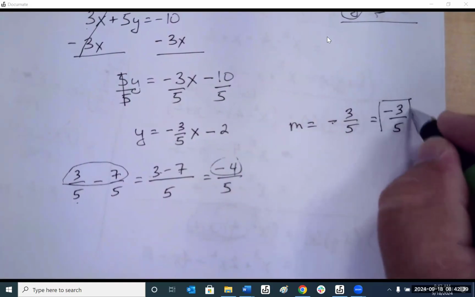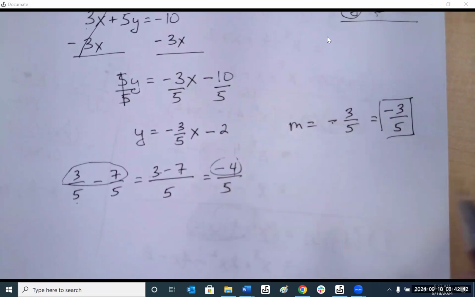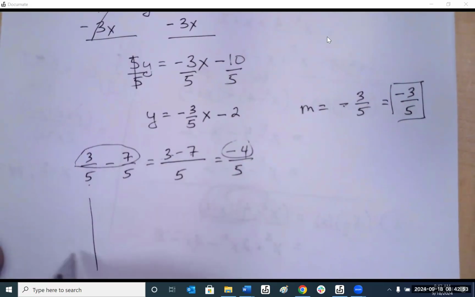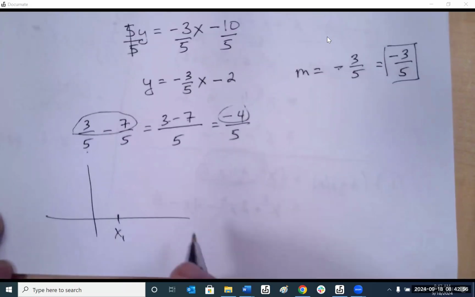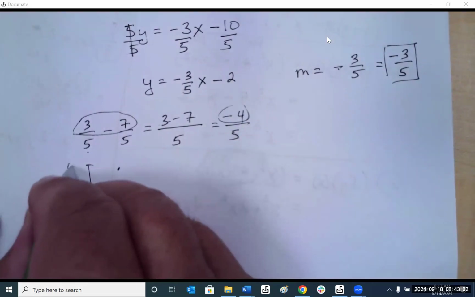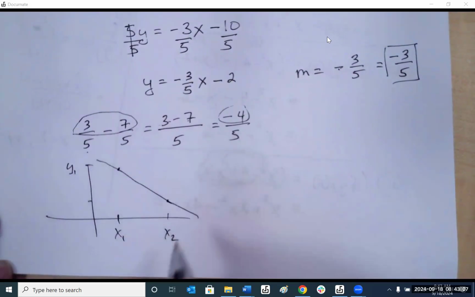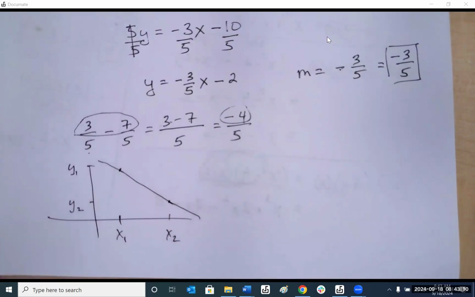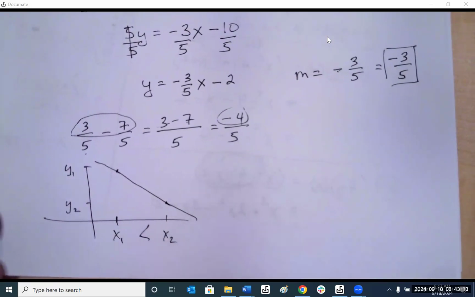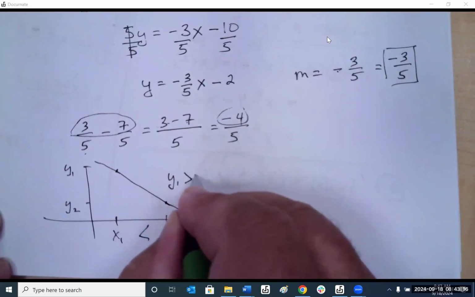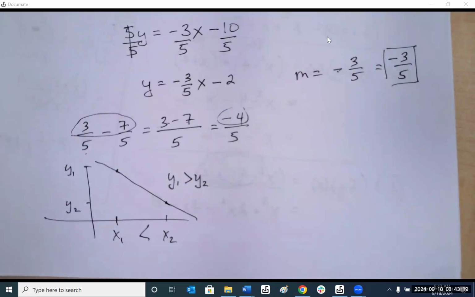So since the slope is negative, it'll be a decreasing slope. It's going down. And that's what we talked about last class. Decreasing is as x goes forward, as x1 is less than x2, y1 is greater than y2. It's decreasing. So as x1 is less than x2, y1 is greater than y2. That's decreasing.